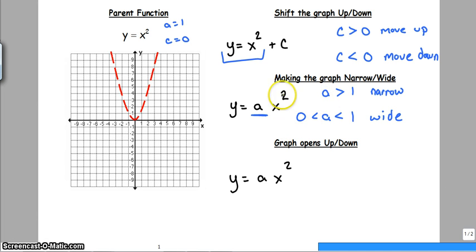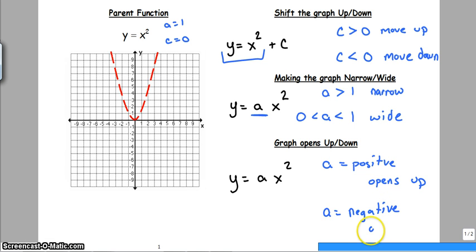As long as it's positive, that function is still going to open up. Whether it's a positive 2, now it's going to open up and be narrow. Positive 1/2, it's going to open up and be flat, a little bit wider. The negative is what makes it open down. So when a is positive, it opens up. And when a is negative, it opens down.